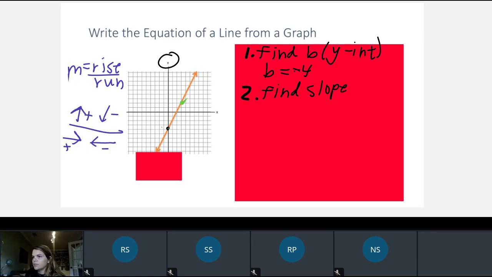I would go up. 1, 2, 3, 4, 5, 6. So up was positive, up 6. And then I'm going to go to the right, 1, 2, 3. I went to the right, so that's also a positive number. 6 divided by 3 is 2. So my slope is 2.